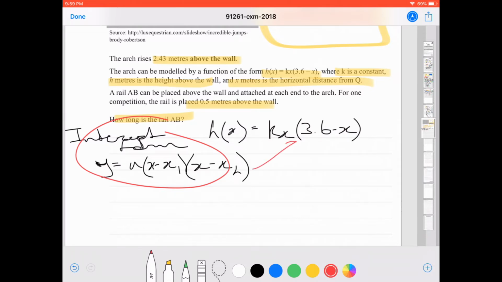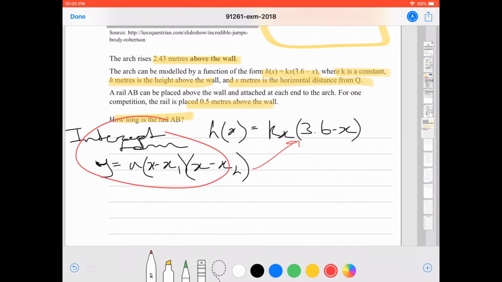Now, what does this mean for us? Well, we're asking for how long is the rail AB. So I guess we're solving for x here, right?